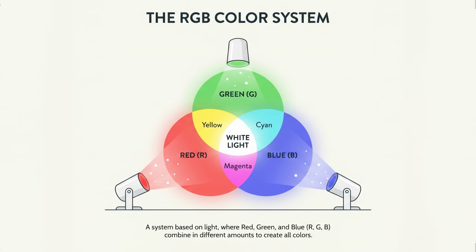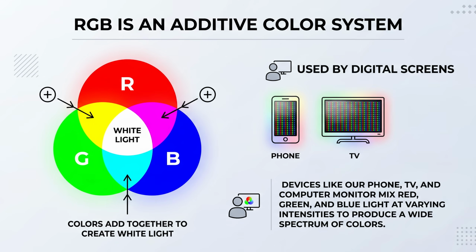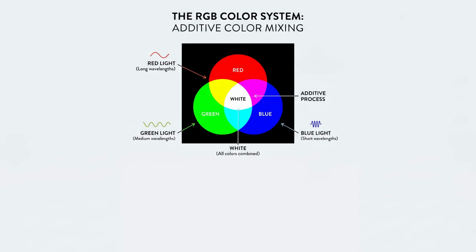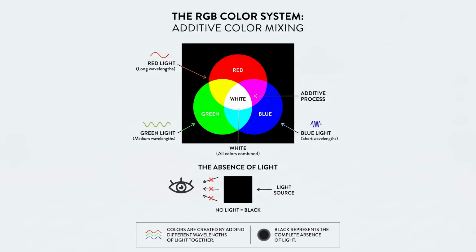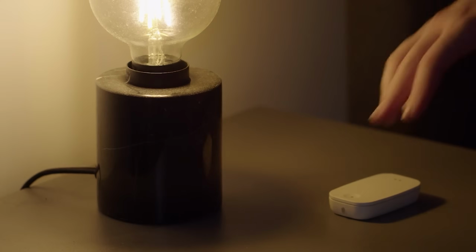In the RGB color system, which stands for red, green, and blue, we are dealing with light. This is an additive color system used by digital screens like your phone, TV, and computer monitor. In this system, colors are created by adding different wavelengths of light together. Therefore, black represents the complete absence of light. When a screen wants to display black, it simply turns off the pixels, emitting zero light energy. It is like being in a completely dark room with the lights flipped off.